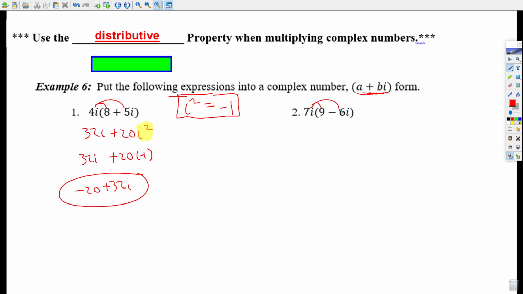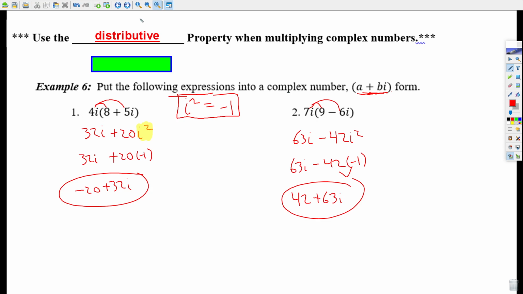Example 2, again, distribute. We'll get 63i minus 42i squared. And again, as you do these, you can pretty much just maybe even do this in your head. i squared turns to negative 1. We're going to get i squared quite a lot. So it becomes negative 42 times negative 1. This will turn into a positive 42, so I'm going to put it at the front. And 63 is also positive, so there's our answer in a plus bi form.